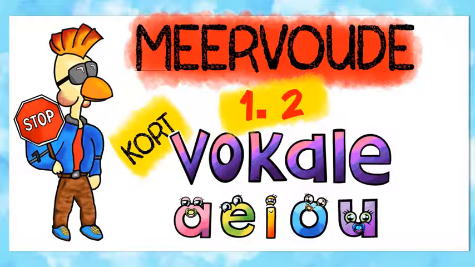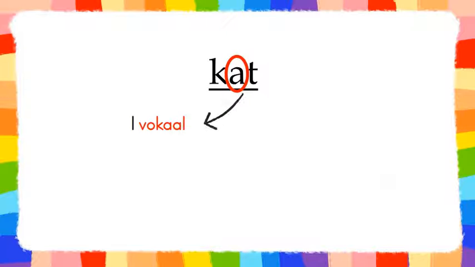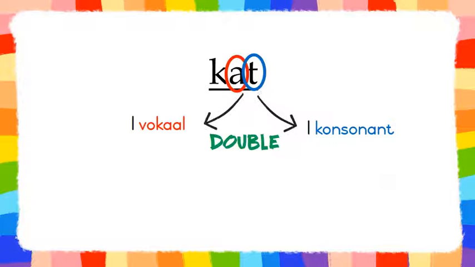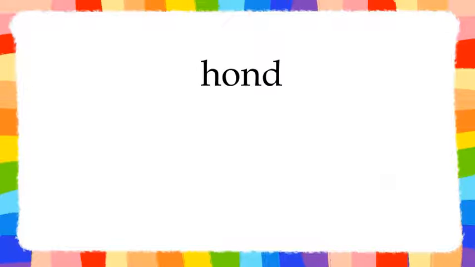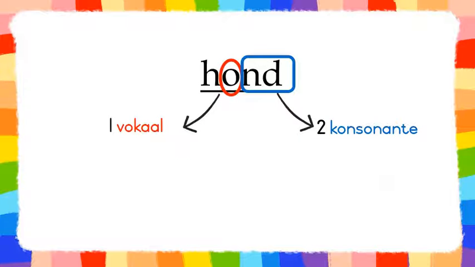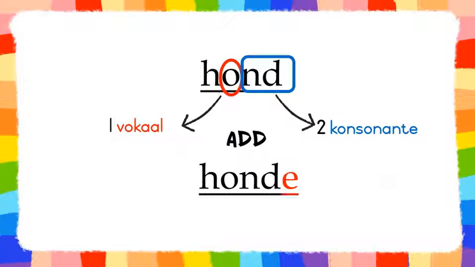Well, now we're going to look at meervoude, the second part of kort vokale. So this is very short and sweet. So you know when we have one vokale and one consonant, we just double the consonant and we add the vowel E at the end. Very easy and simple. The next part is when you see two consonante, you just add an E at the end. Nothing else. You don't have to double anything because there are already two consonante. Okay, let's test your knowledge.